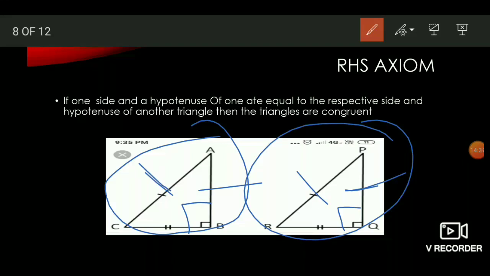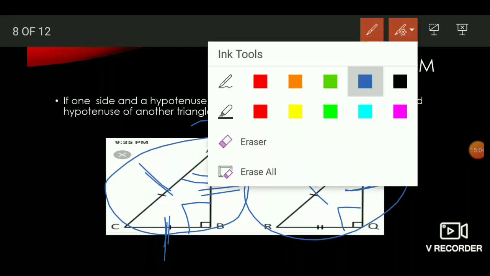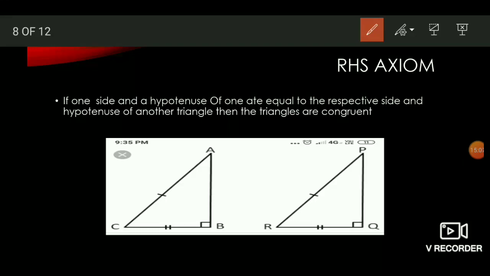This is the hypotenuse and this is another side. If we are given this side, then it is the other side. Any of the two sides other than the hypotenuse is given equal and the angle is 90 degrees, that is a right angled triangle, then we can easily say that those two triangles are congruent by the RHS axiom. Now let's move on to the most important thing, the midpoint theorem.